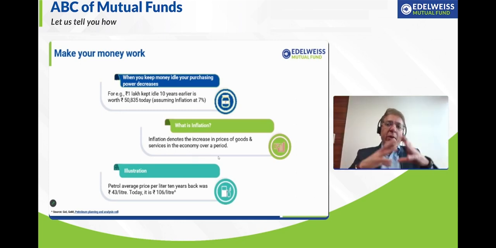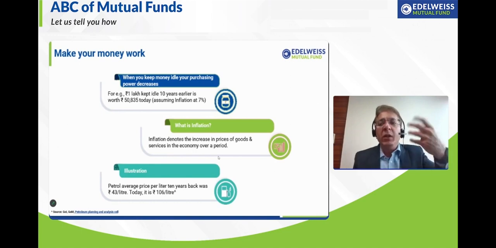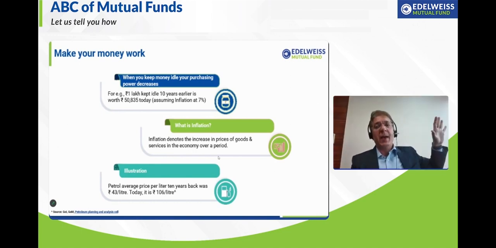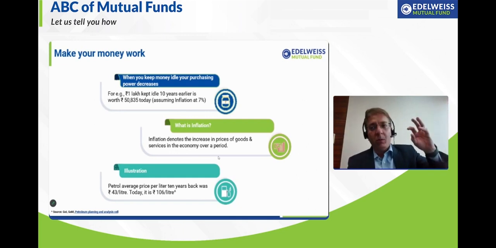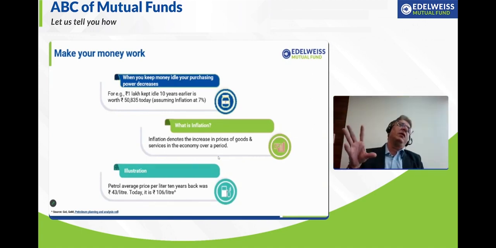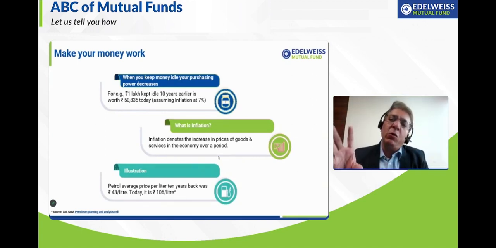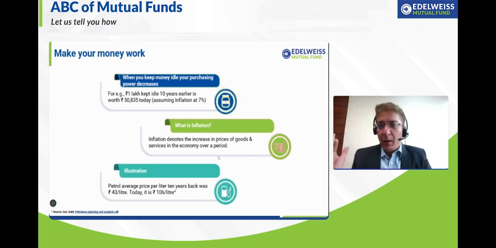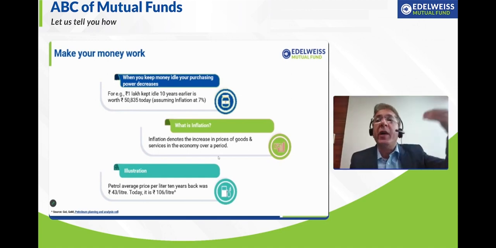So if you did not ensure that you're getting more than inflation, what you could buy 10 years back with 1 lakh rupees, looking at the same goods, today you'll only be able to buy goods worth 50,000. So today you can only buy half, right? Another example of inflation is petrol. 10 years back it was close to about 43 rupees. Today it's at 106, so 2.5 times.